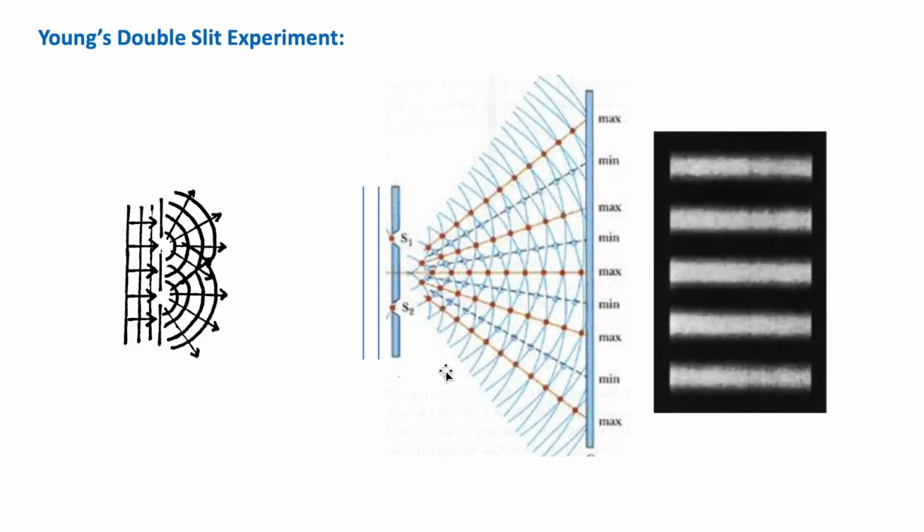So this here is the 0th order maximum, and the first maximum on either side, this one or this one, where m is equal to plus or minus 1, is known as the first order maximum. And so forth for the rest of the orders.